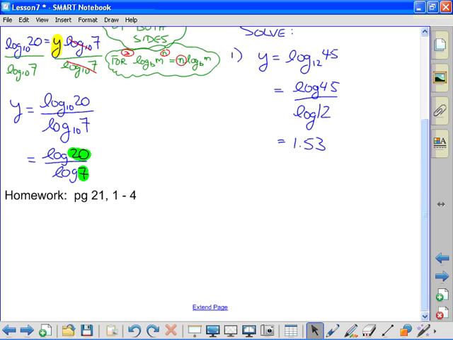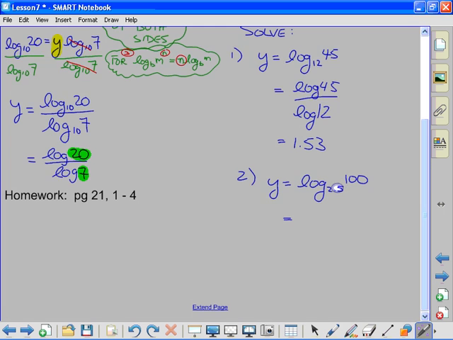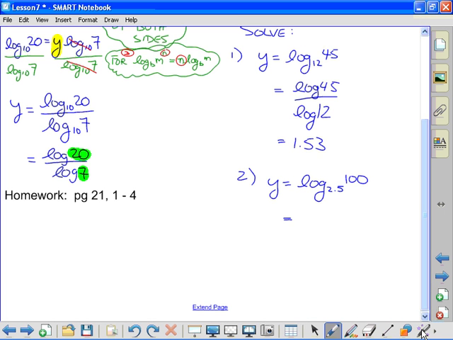So we'll do one more example. y equals log base 2.5 of 100. Again, the calculator cannot do the base 2.5, so you need to know that this is the same as log base 10 of 100 divided by log base 10 of 2.5. And then you can just go ahead and use your calculator for that.